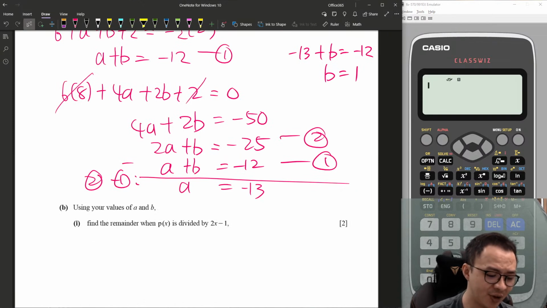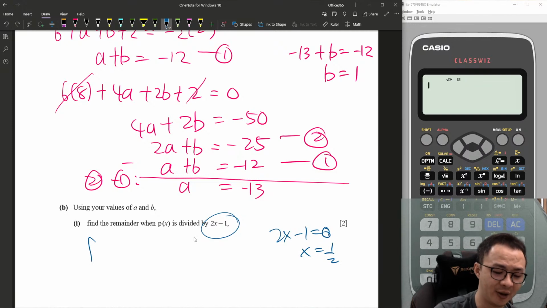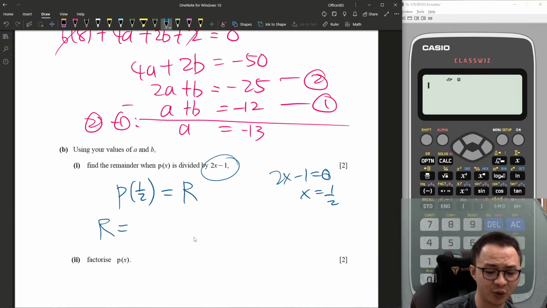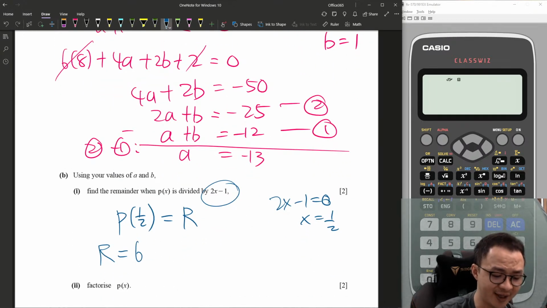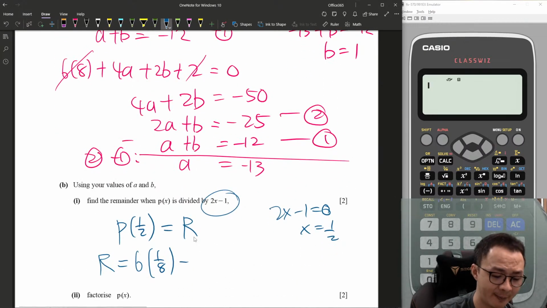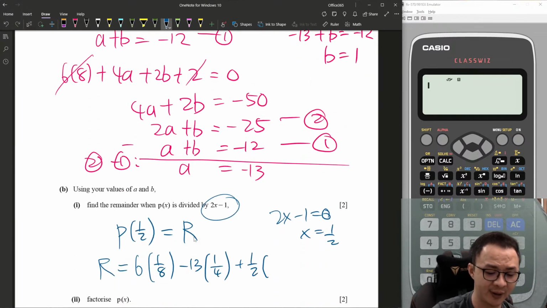Okay, use the value of a and b to find the remainder when dividing by this one. So you just imagine 2x minus 1 is 0, x is 1 over 2, isn't it? So therefore, your p of 1 over 2 will give you your remainder. So I just sub 1 over 2 into my px. So this is the equation here. So 6x cubed becomes 1 over 8. And then minus 13x squared, x squared is 1 over 4. And then plus x, plus 1 over 2. And then plus 2.